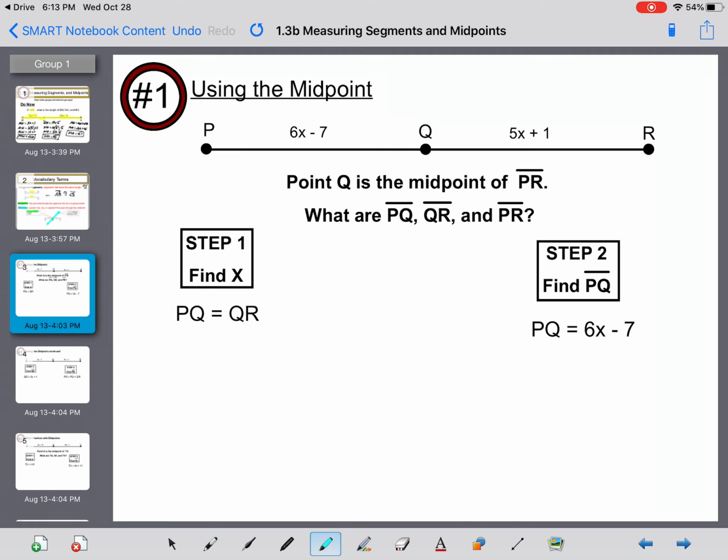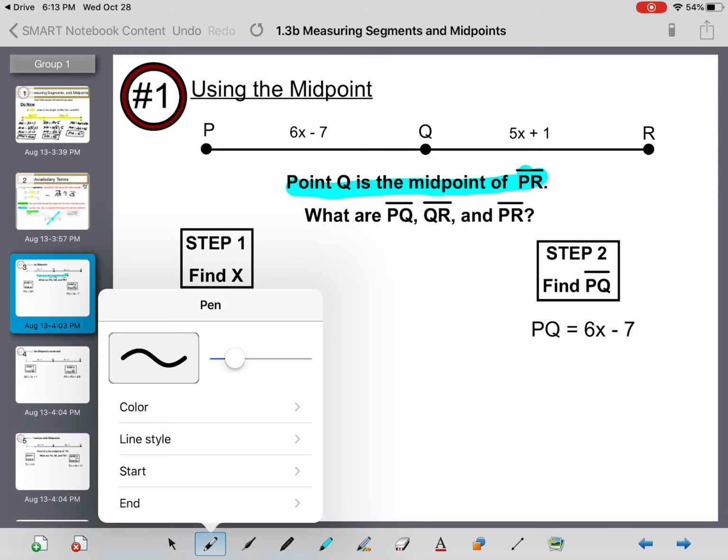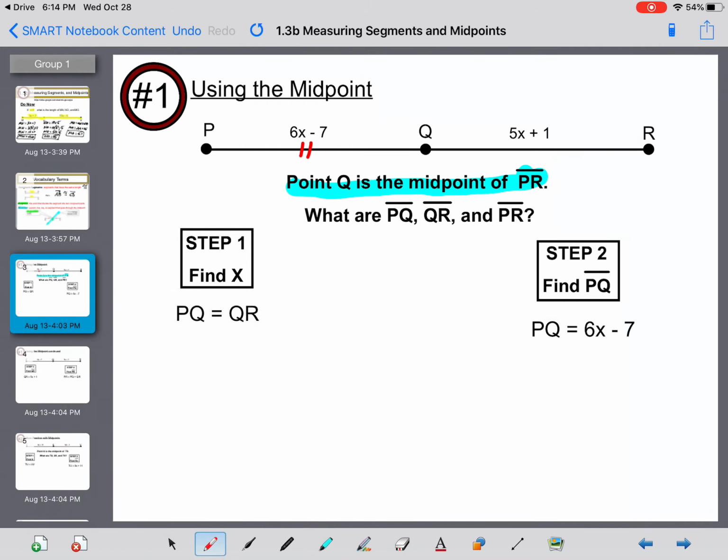So using the midpoint, we have P, Q, and R. All right. Important bit of information here is point Q is the midpoint. Okay, so let's get into the habit. Since we know that these lines are equal or congruent, PQ and QR, all right, put your two little slashes on the line. Now, solving for x this time, because PQ is 6x minus 7, and QR is 5x plus 1.